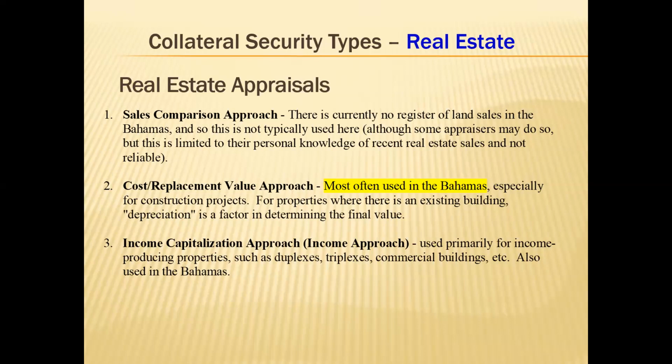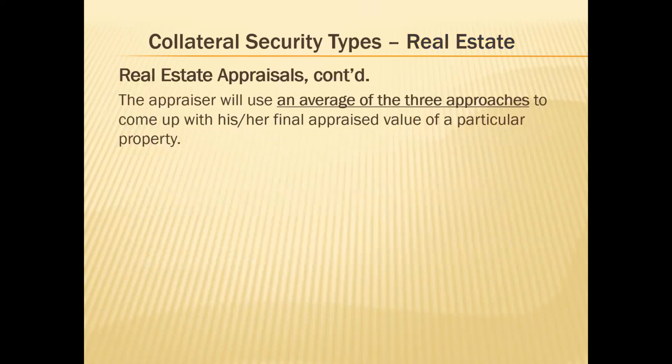All right. So now what we have nowadays is that we have the cost replacement value not being used by the banks. Okay. We have a sales comparison approach. So if you look at appraisals now, and as we'll see, I'll come to it later, but let me just say it now. And let me just go to the next screen, right? With these three different approaches, the appraiser normally will use an average of the three approaches to come up with his or her final appraised value of a particular property, okay?